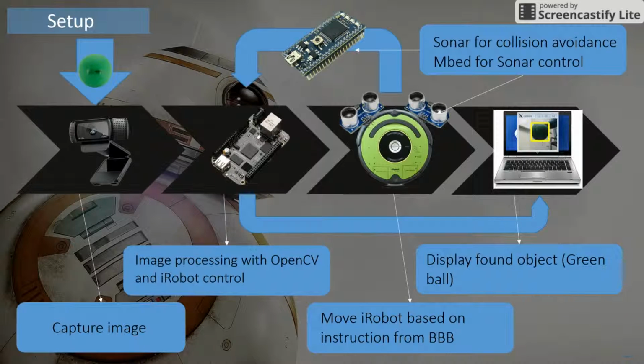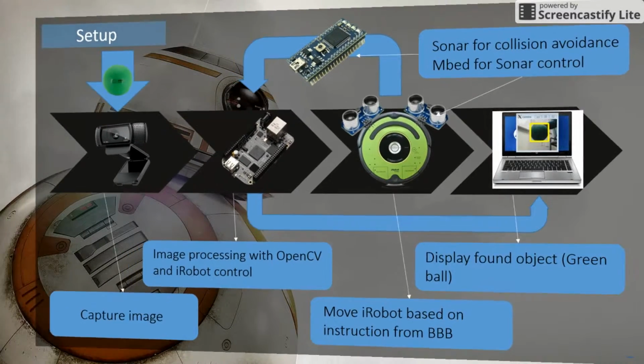Next slide is the setup. So basically you can see we have the webcam, which is going to capture the image of the ball. Then it's going to send the information to the BBB. The BBB is going to do the image processing with OpenCV and iRobot control. And then we have the iRobot, which is going to move, and also is going to have the sonars mounted. And then the Embed is going to sense those sonars to avoid collision, and then it's going to send signals to the BBB to stop the iRobot in case of obstruction. And then we have the display, basically the laptop, to display whatever the webcam is capturing.